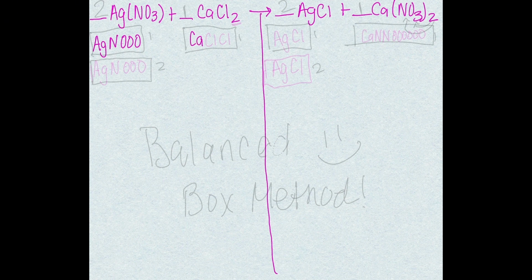I have Ca and I have 2 Cl. So I'm going to write Cl out twice. I'm going to go ahead and come to my product side. I have 1 Ag, 1 Cl, and then I have 1 Ca. And this is where things get a little bit tricky, okay?